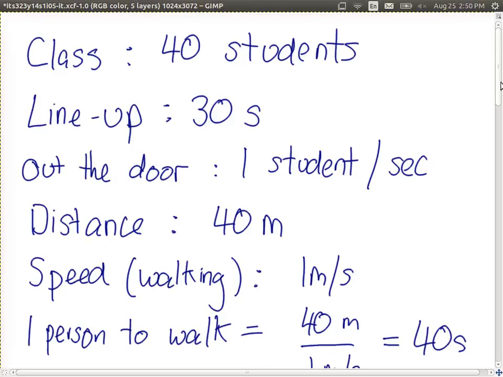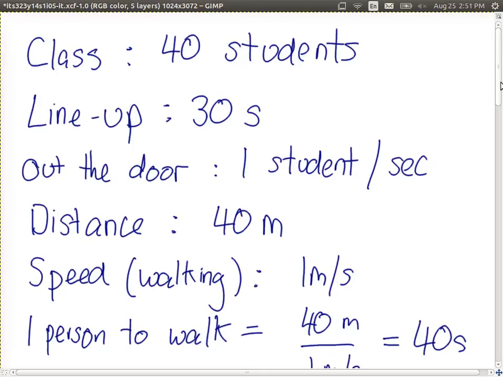Let's see how we arrive at that. First, the first step, line everyone up, takes 30 seconds. Okay? Once we're all in a line, then we start going out. The time it takes to get everyone out, 40 students at one student per second, is another 40 seconds. So after 30 seconds, we're lined up, and then after another 40 seconds, everyone is out the door. So 70 seconds so far. The question is, when does the last person get to the next room? Well, if the last person leaves after 70 seconds, it takes that last person 40 seconds to walk down to the other room. So the total will be 110 seconds.